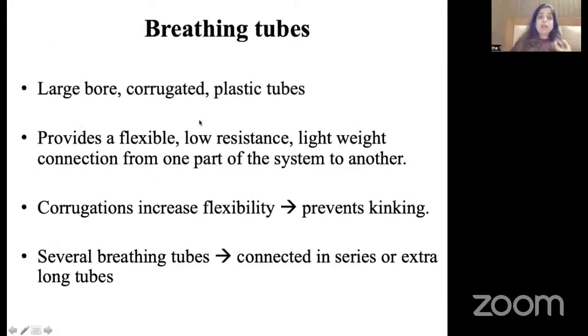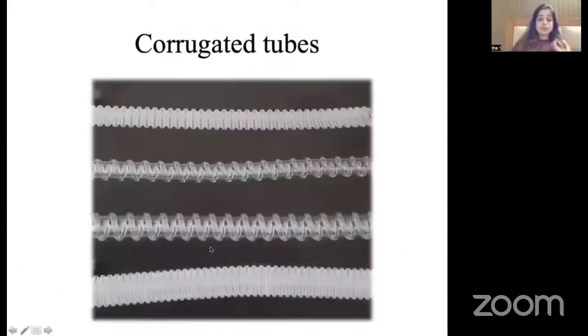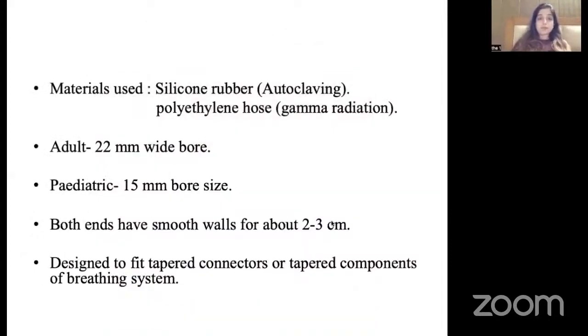Breathing tubes are large bore corrugated plastic tubes which provide a flexible, low resistance and lightweight connection from one part of the system to the other. So these are the corrugated tubes, and these corrugations increase the flexibility. The materials used may be silicone rubber or polyethylene hose. These are available for adults as well as pediatric patients in different sizes. And at the ends, there are smooth walls where tapered connectors can fit into these tubes.